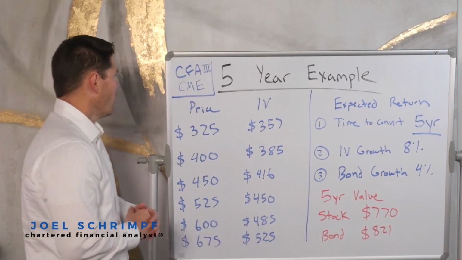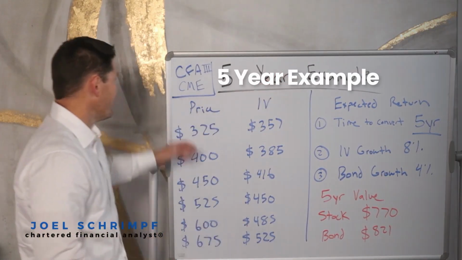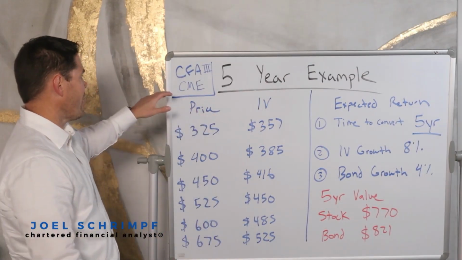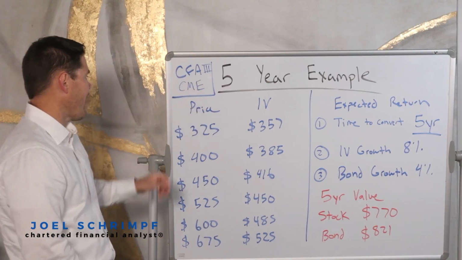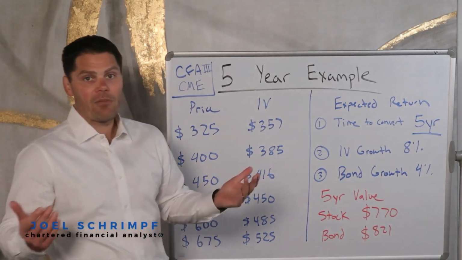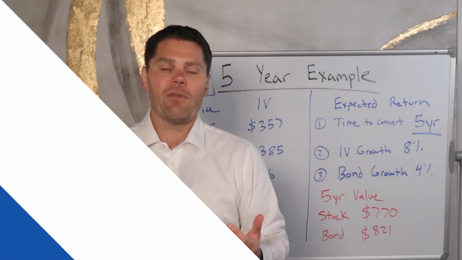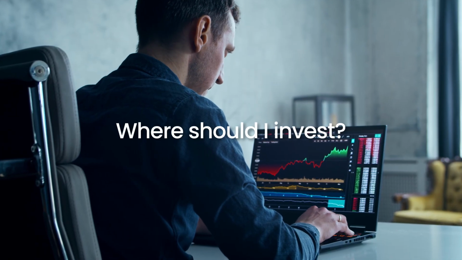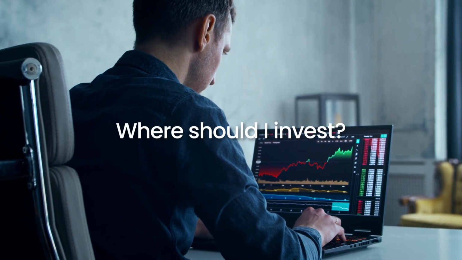So let's look at this. I want to set a 5-year example, and there's not exactly one like this, but there's a nice case in the CFA Level 3 curriculum in the capital markets expectations. And what capital markets expectations are is you're just trying to determine, where should I invest? Should I invest in bonds? Should I invest in stocks? And I kind of get to that at the end of the case.